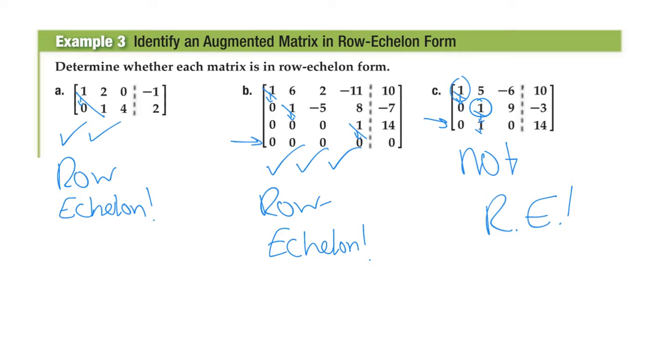And this one, it doesn't have a 0 below our leading 1 in our row 2.